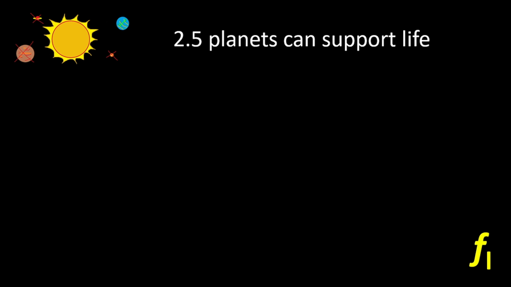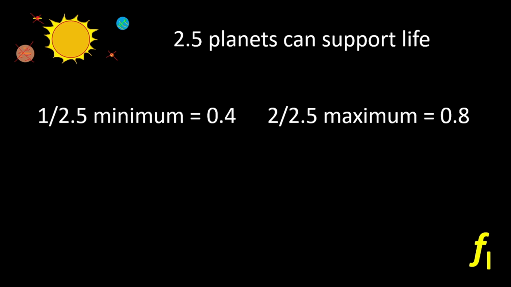Following Ne, we have Fl, the fraction of those planets that can sustain life that actually develop life. If I estimated that 2.5 planets can support life, the minimum number of planets I would estimate is that 1 out of the 2.5 planets has life, making the fraction 0.4. And on the higher end, I would estimate that 2 planets maximum out of the 2.5 have life, making it 0.8. To meet in the middle between the two, I would estimate that 0.6, or 60%, of the planets that can sustain life actually develop life at some point.